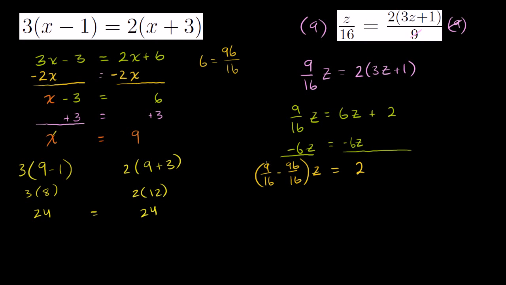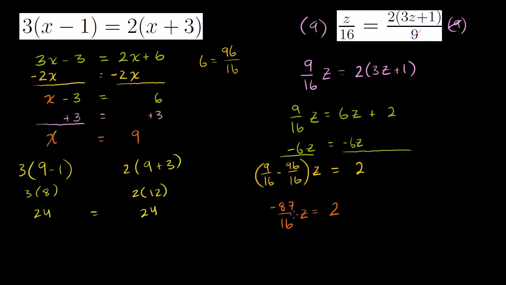Well, let's see. The difference between 9 and 96 is going to be 87. And of course, we're subtracting the larger from the smaller. So it's going to be negative 87 over 16z is equal to 2.